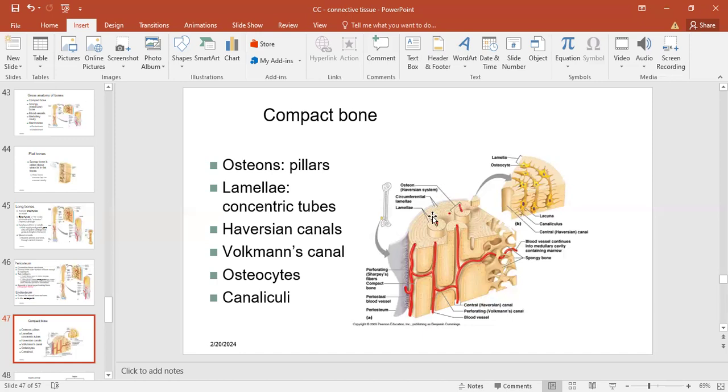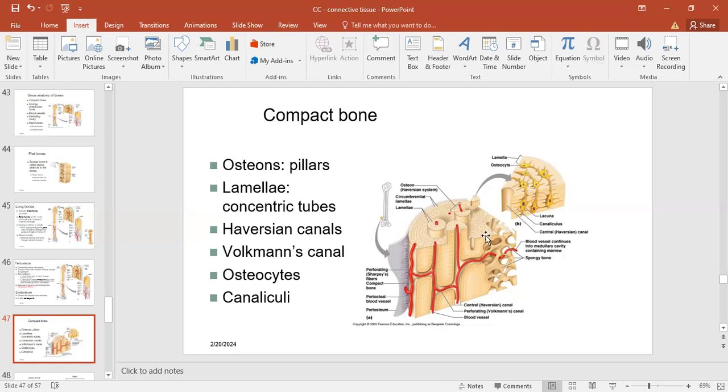So we have this osteon here. The osteon is made up of concentric layers of lamellae. In the middle, we have a canal known as the Haversian canal or the central canal. Between all the lamellae, we're going to find osteocytes. Osteocytes have foot processes which communicate with one another through small channels known as the canaliculi.